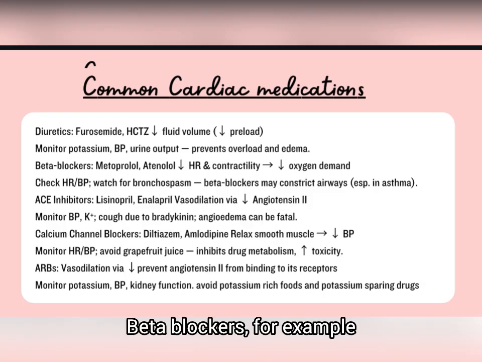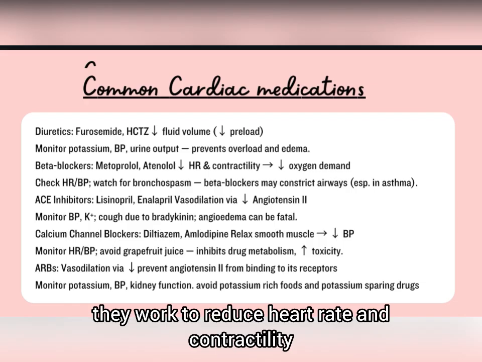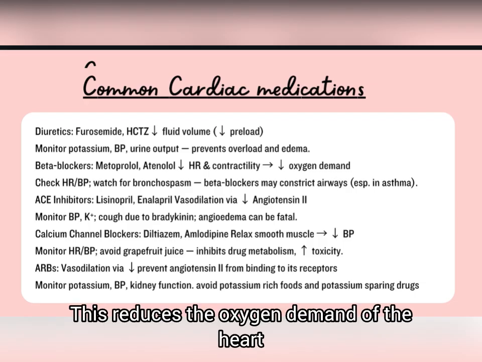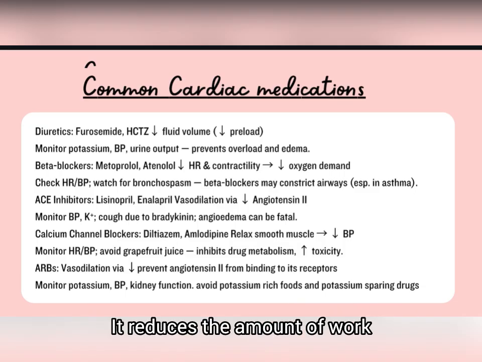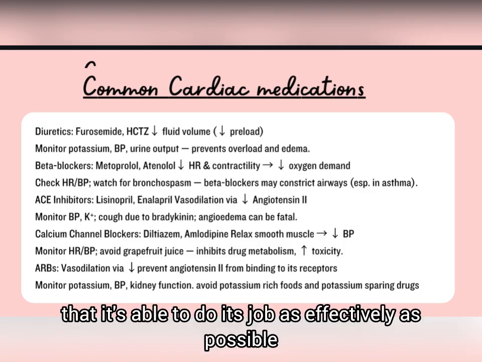Beta blockers, for example metoprolol and atenolol, work to reduce heart rate and contractility. This reduces the oxygen demand of the heart. It reduces the amount of work that the heart has to do so that it's able to do its job as effectively as possible.